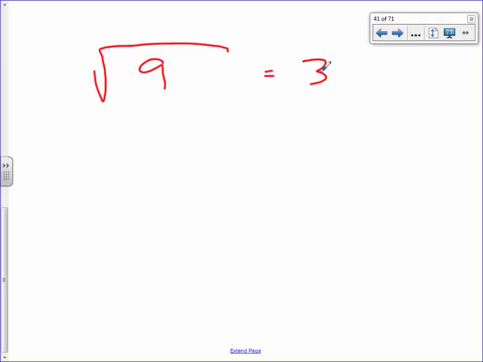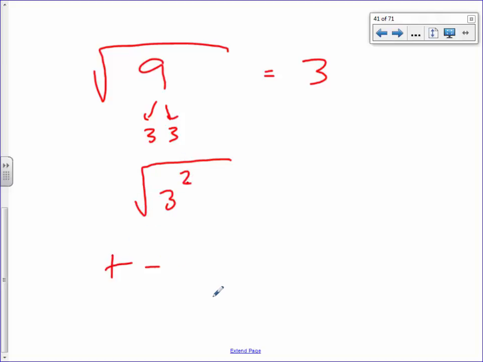But I want to make sure I'm really clear as to why the square root of 9 is 3. Here's the rationale. 9 is really 3 and 3, right? Another way of writing 3 and 3 is to call it 3 squared. This symbol right here, the exponent of 2, it is the opposite of the square root sign.